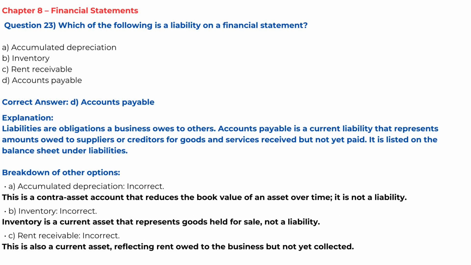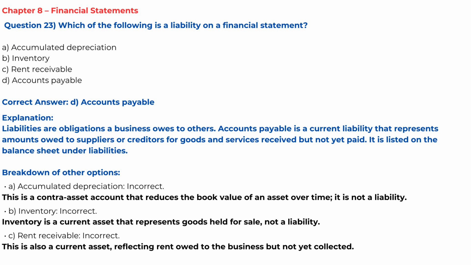Question 23. Which of the following is a liability on a financial statement? Correct answer, D. Accounts payable. Explanation. Liabilities are obligations a business owes to others. Accounts payable is a current liability that represents amounts owed to suppliers or creditors for goods and services received but not yet paid. It is listed on the balance sheet under liabilities.